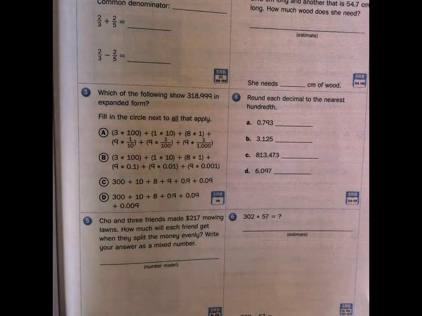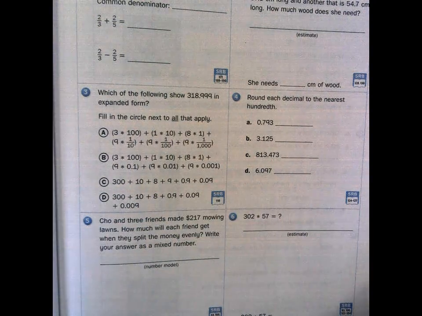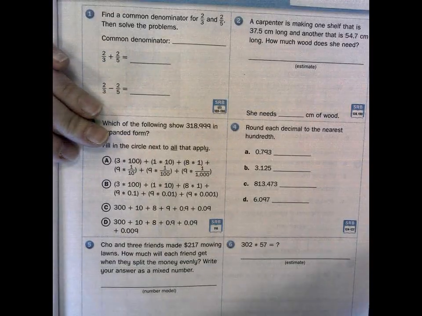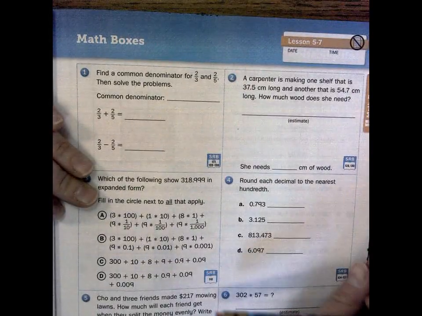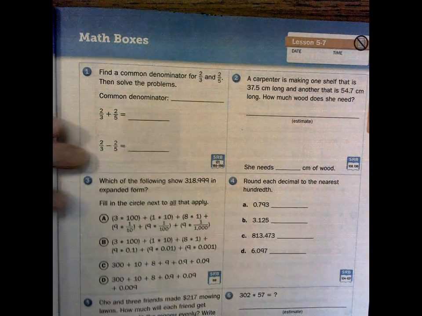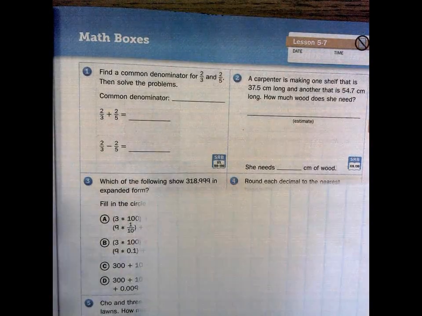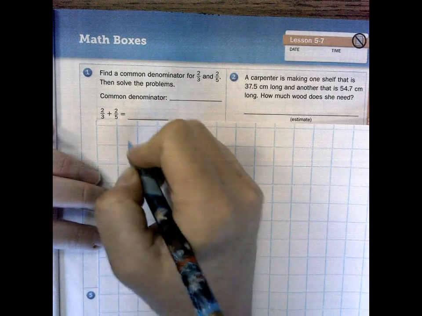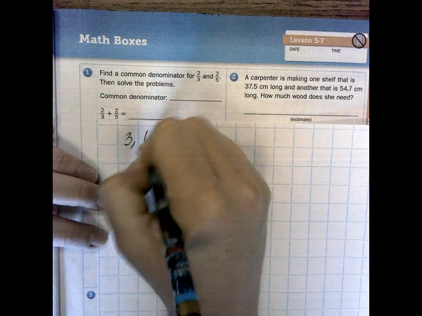Alright guys, we're going to be going over page 175. Find the common denominator for 2/3 and 2/5, then solve the problem. So we have to list the multiples of 3 and 5. I'm going to use my graph paper to do that. And if you're doing the same, you need to show me your graph paper when I check.